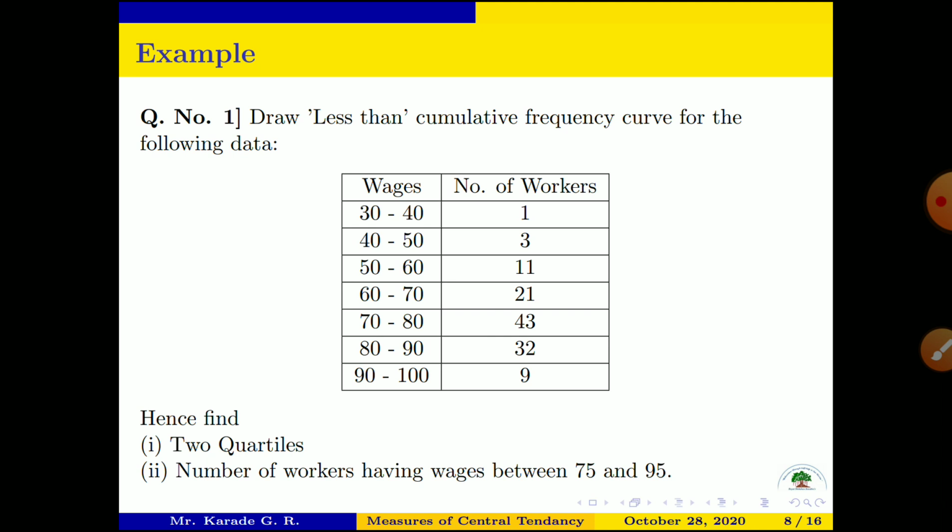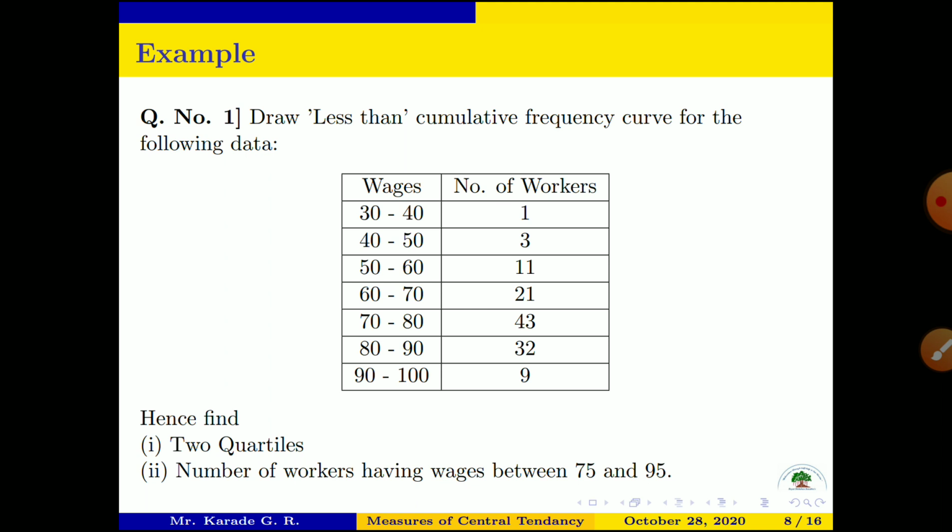Here we will find Q1 and Q3, two quartiles, and also we find the number of workers having wages between 75 and 95. We have to find out the number of workers in the range of 75 and 95. So by observation we cannot find how many workers are there whose wages are in between 75 to 95. You cannot determine the number of workers. Okay, by drawing the graph we can determine.